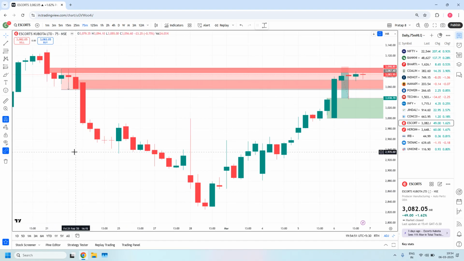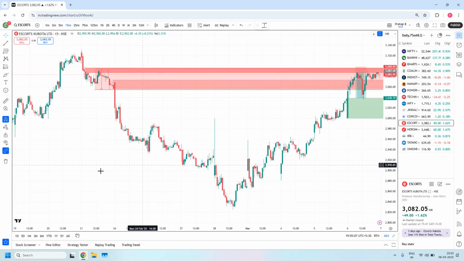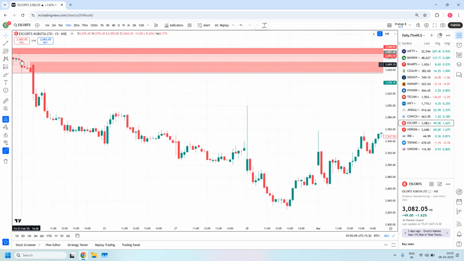Escorts is a 75 minutes high liquidity zone identified by our NeoStock software. This is a drop, 4 base candles and a drop candle. And this is the one I fine-tuned with 15 minutes time frame. You have a 15-minute zone. We have a drop, 3 base candles and a drop. This is the 15-minute zone.